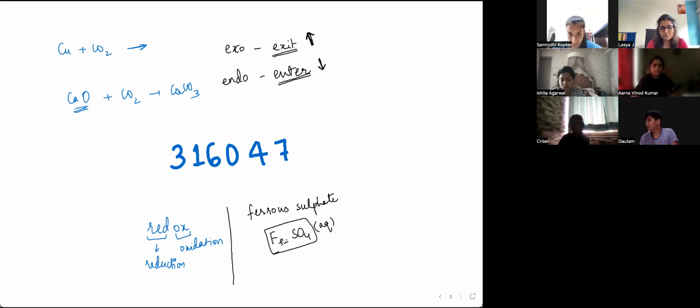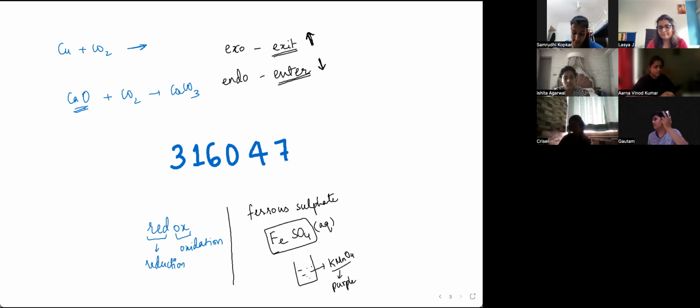It was added to the beaker containing, meaning you took this solution in a test tube, and in the beaker you already had potassium permanganate, acidified permanganate solution, so KMnO4. Potassium permanganate has a purple color. Initially it was purple, but on adding this ferrous sulfate, the purple has become white. What happened?